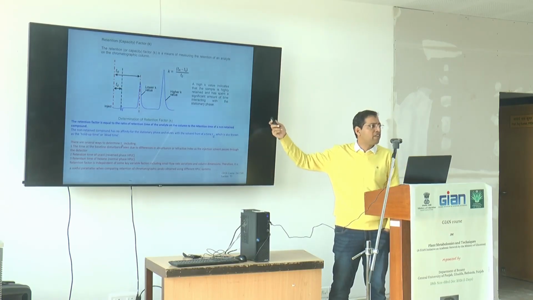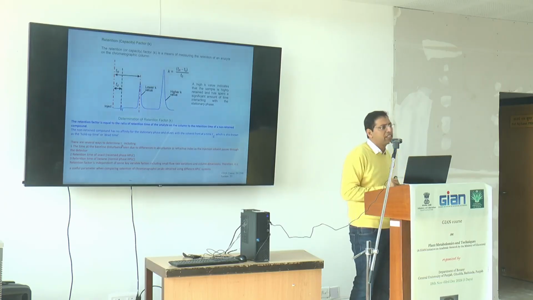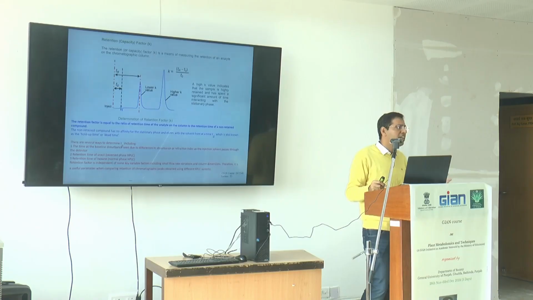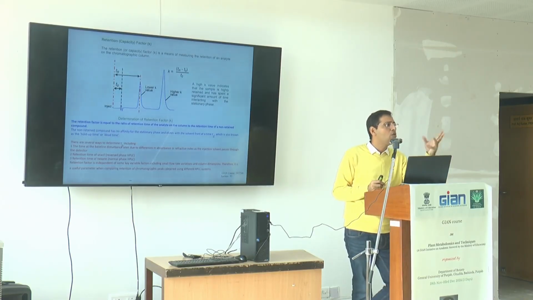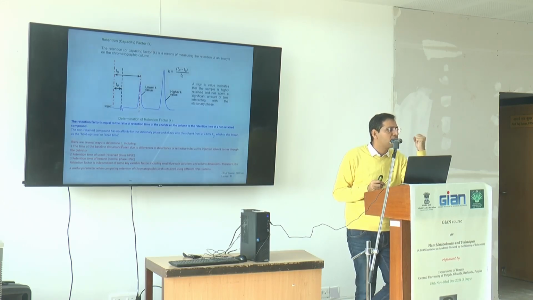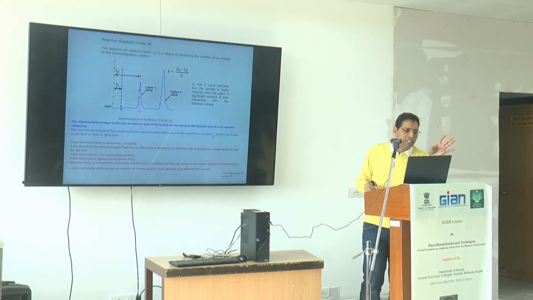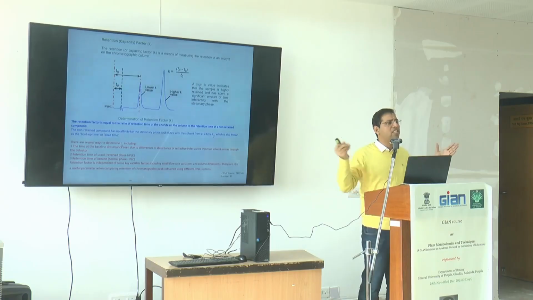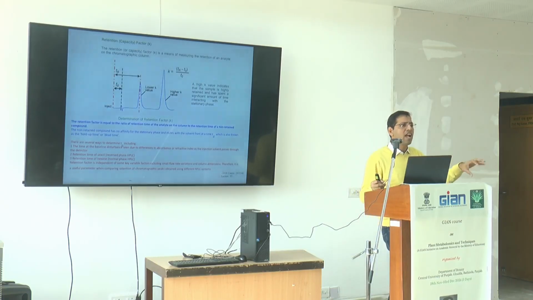K equals TR minus T naught, divided by T naught. This is very simple to understand. The retention capacity factor tells us how much time that metabolite is present in that column. There are several ways to determine T naught, and TR we can calculate very well, but how do you calculate T naught? You have to calculate T naught by using some specific standards, like uracil, hexane, and a few other components and metabolites. If you know these two values, you can say that this metabolite has this retention factor and it is coming as a separate peak itself.